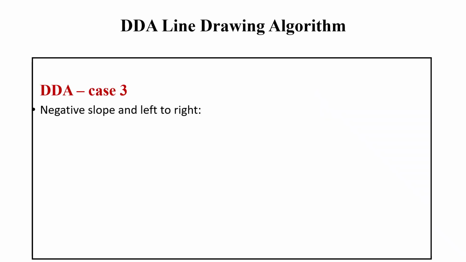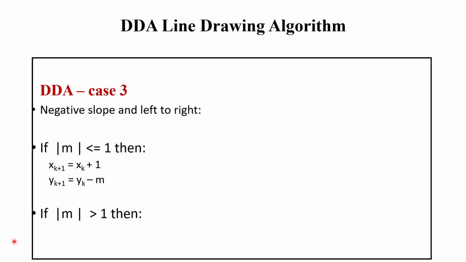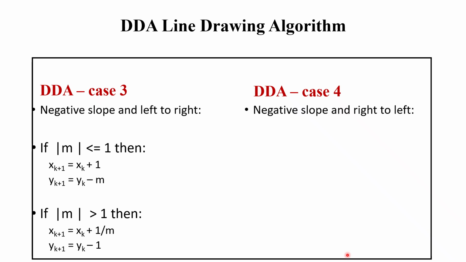Case 3, we have negative slope and the direction is from left to right. In that case, if the slope is less than or equal to 1, then x is incremented by 1 always, y is decremented by m. If the slope is greater than 1, then y is decremented by 1 always and x is incremented by 1 by m. And the last case, case 4, here negative slope but the line is from right to left.